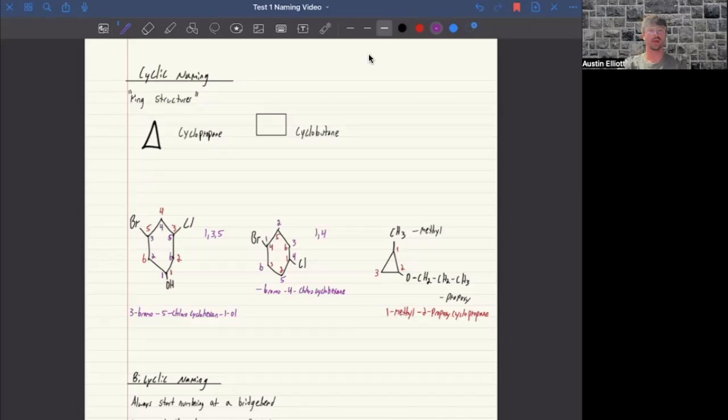Hey everyone, welcome back to part two of test one naming. In this, we're just going to go over some cyclic naming, go over some bicyclic naming, which is something that will probably also be on your exam, and do some problem set practice.